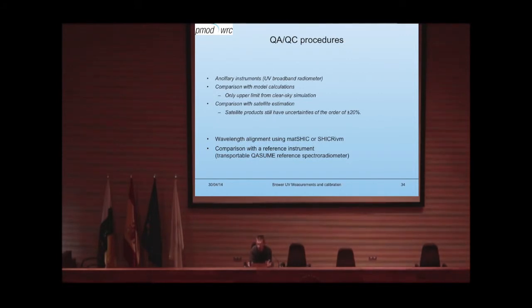Okay, I'm switching to the second topic. It's the quality control and the quality assurance that you can apply to your measurements and to your instrument to try to estimate the reliability of your measurements. I will just mention briefly comparisons to broadband radiometers. Half of you have been doing that in the practical exercise. You can compare your data to model calculations, you can compare it to satellites, and you can compare it to another instrument. That's the final part of the talk.